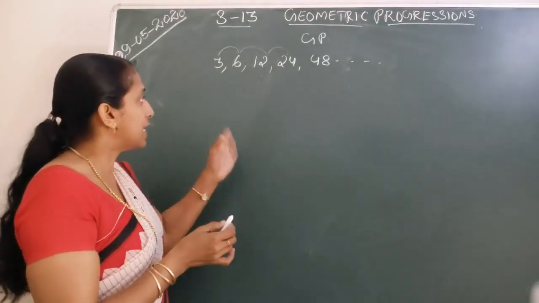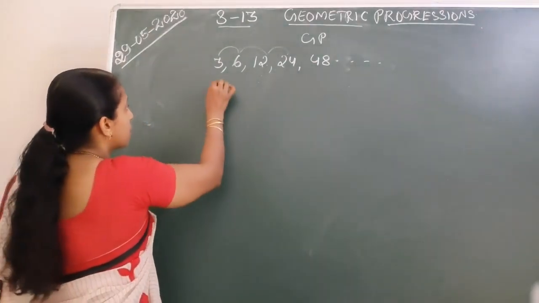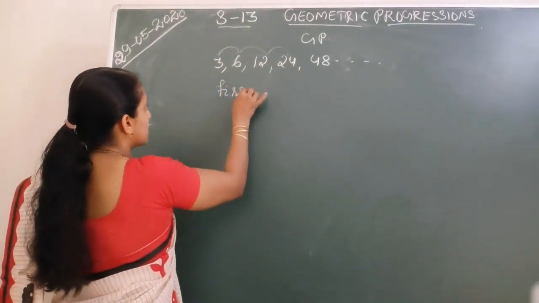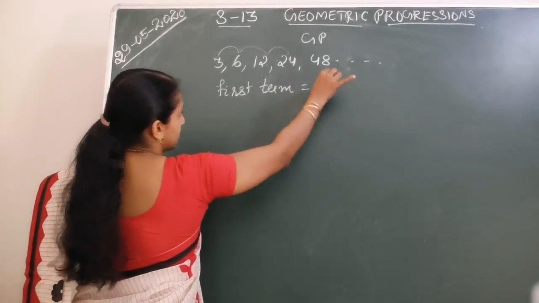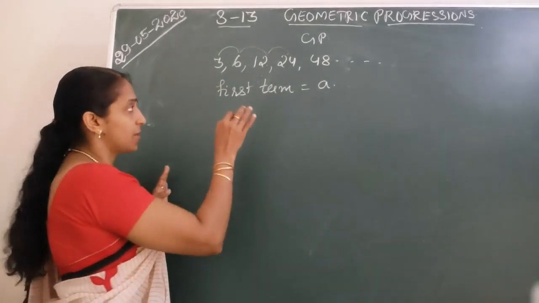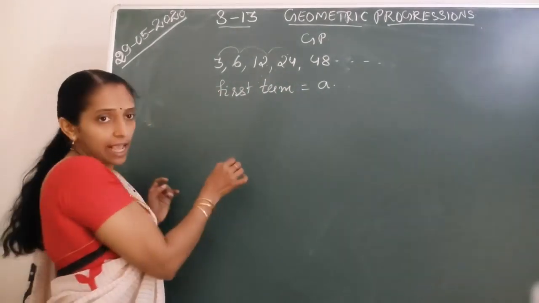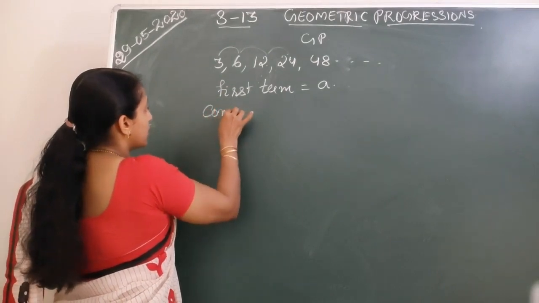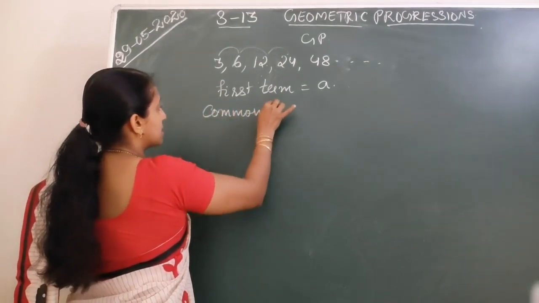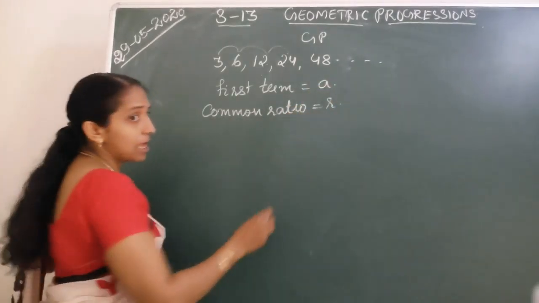Okay. Here also, the first term of the GP is given as A, same as AP. Here also the first term is known as A, and here we are having a common ratio. Therefore, the common ratio is denoted by the term R.